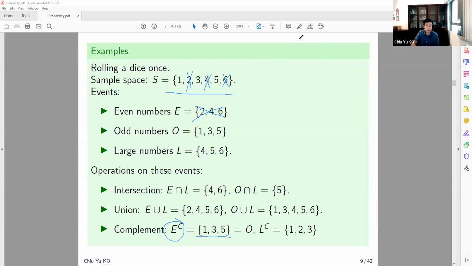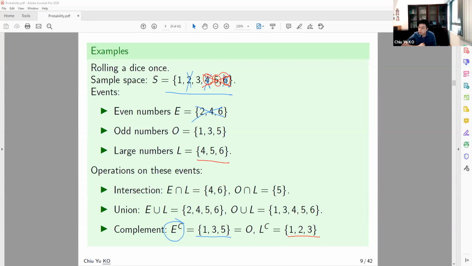And large will be similar, but let me use the red color, right? 4, 5, 6. So it's 4, 5, 6 are gone. So left is 1, 2, 3. Is that okay for these operations? So they're very basic, but that is something we need.